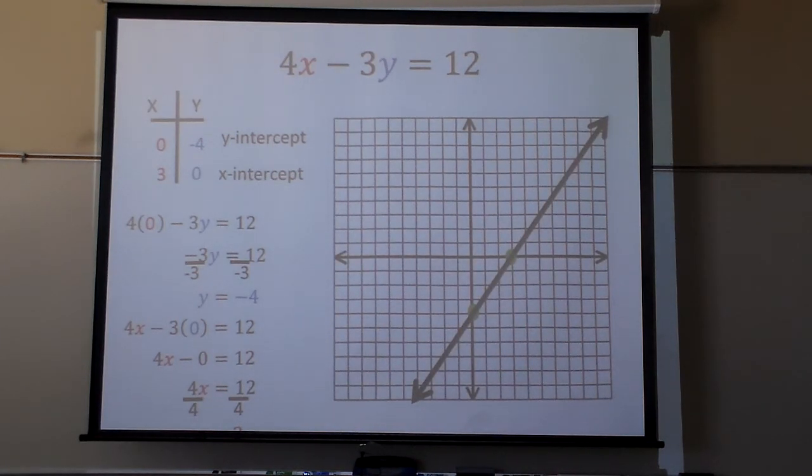Connect the dots. Hey, it's really easy, because basically I'm going to end up dividing by the other number, because the 0 is going to make those other numbers go away, and I can graph really quick and really easy.